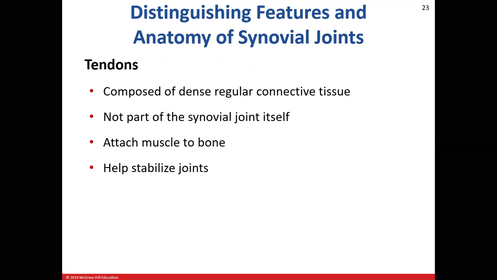One of the other features that isn't necessarily a distinguishing feature, but is kind of a characteristic, are going to be tendons. Now, tendons are going to be composed of a dense, regular connective tissue, but they're not part of the synovial joint directly. But what they do is they help to attach muscle to bone. They also help to stabilize the joint.